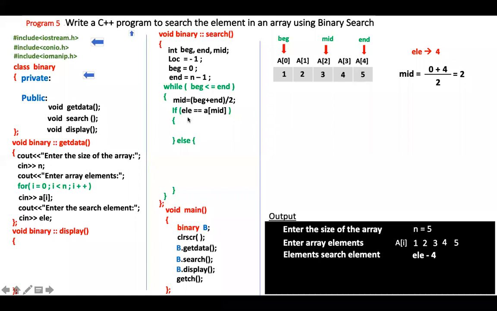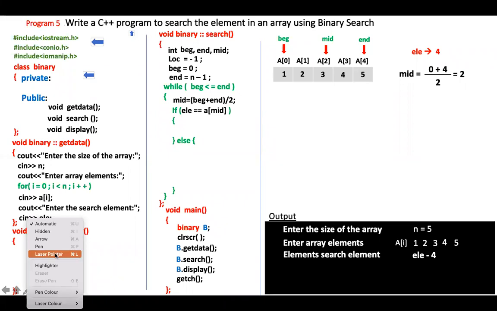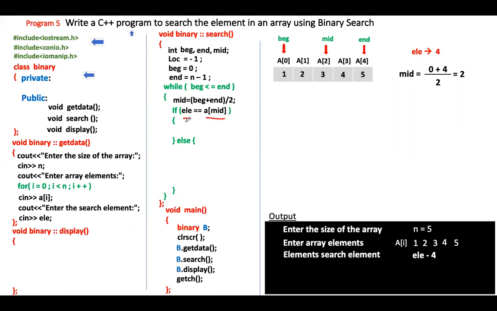Now I'll write an if condition: if my element is equal to the mid value. As I told you, first of all it will check the value in my mid position. The meaning is: if my element is equal to the element in my mid position, and both are equal, then it will print that the element is found, come out of the program, and print our result, if it is found in the mid position itself.